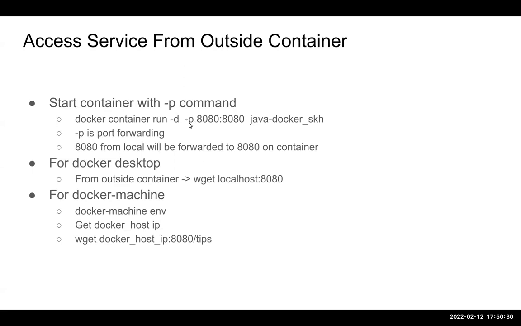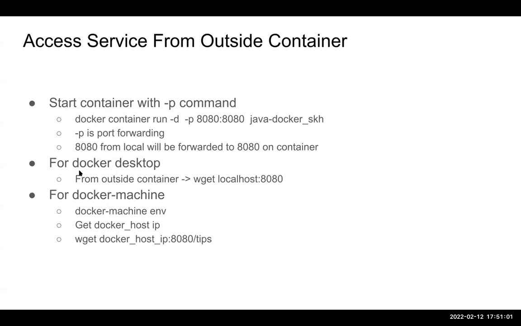But I'm using -p. This means that 8080 from local will be forwarded to 8080 on the container. Last time when we started the container, we went inside, and then inside we did the wget or curl command to invoke the Spring Boot service. You could invoke it from outside also, from your host as well. And this is what we'll do.